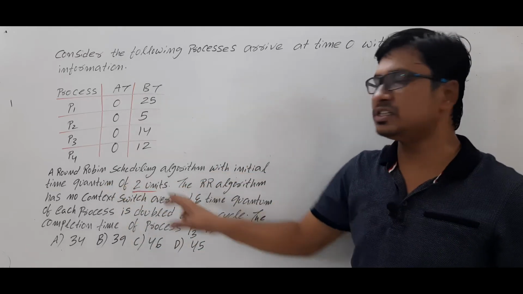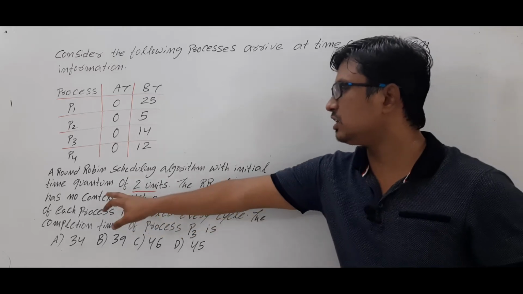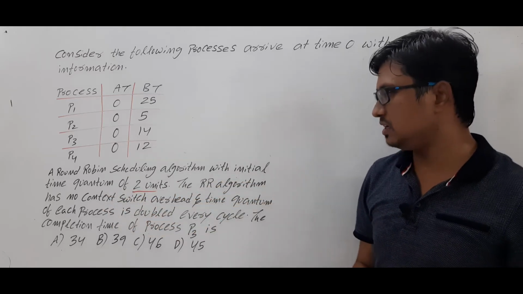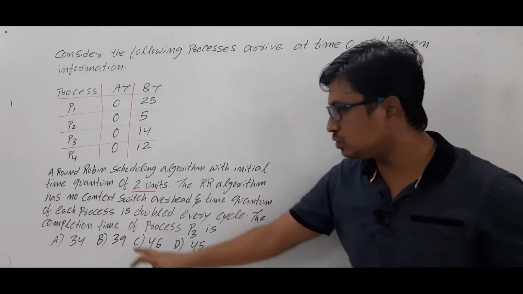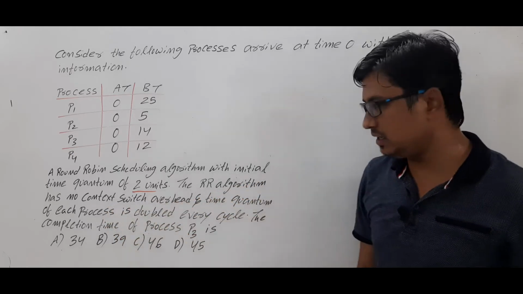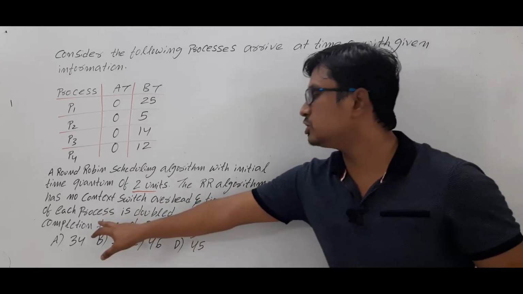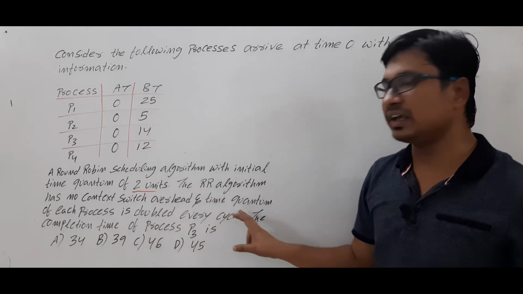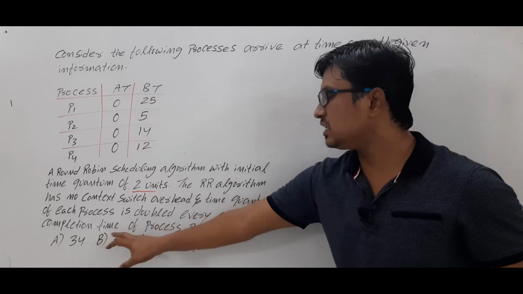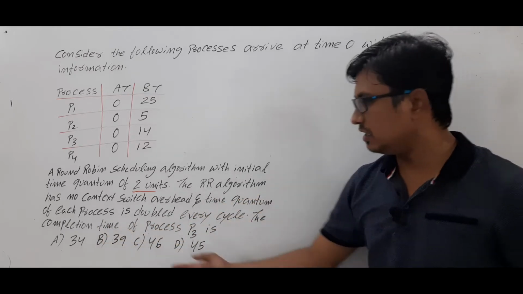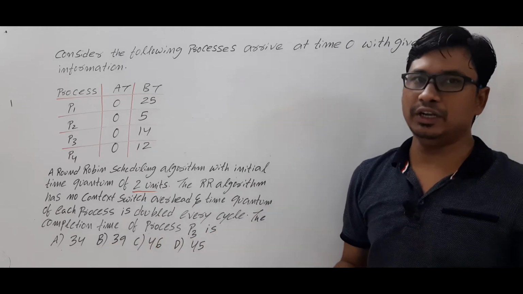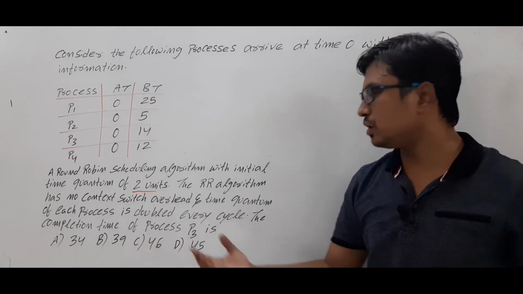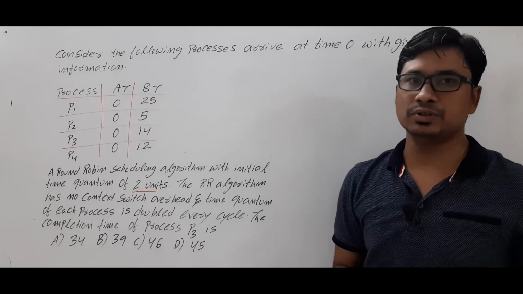Now, a round robin scheduling algorithm with initial time quantum of 2 units. The round robin algorithm has no context switch overhead and the time quantum of each process is doubled after every cycle. The completion time of process P3 is, they have given 4 options. We need to solve the question and find out what is the completion time of process P3.